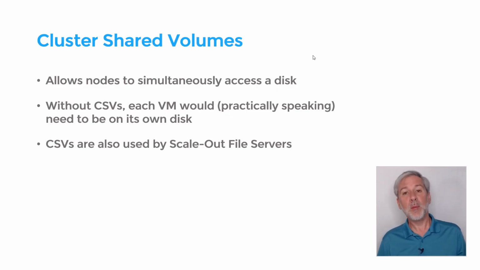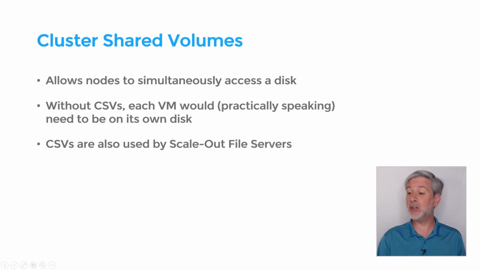Therefore, my first server's VMs would have to be on one disk, and my second server's VMs would have to be on a second disk, which kind of defeats the purpose of a cluster, right? The whole idea of a cluster is I want to put VMs in a shared location, and I want both servers to be able to access those VMs. So I want server 1 to be able to run a VM, and I want server 2 to be able to run a VM when both of those VMs are stored on the same disk. In order to accomplish that, we have to convert the disk to a cluster shared volume.